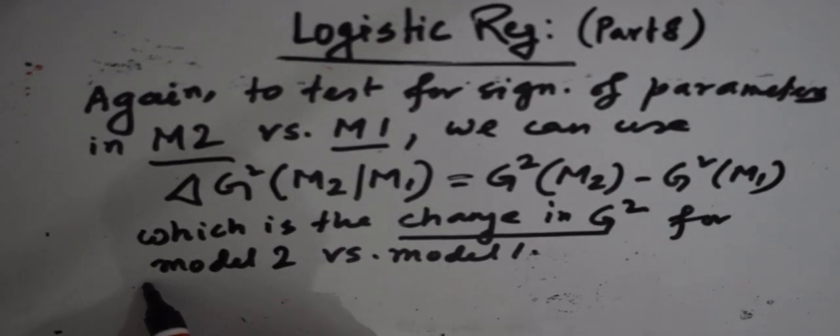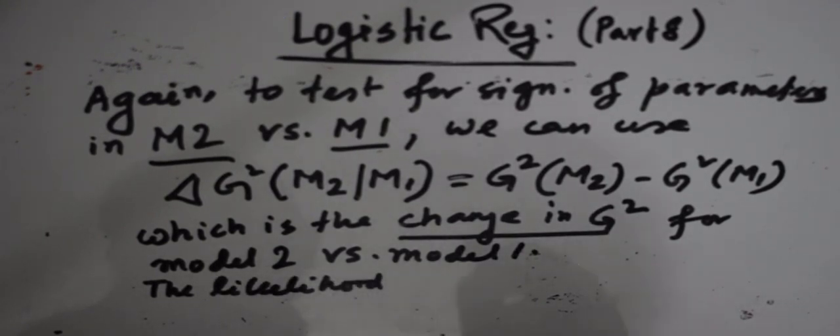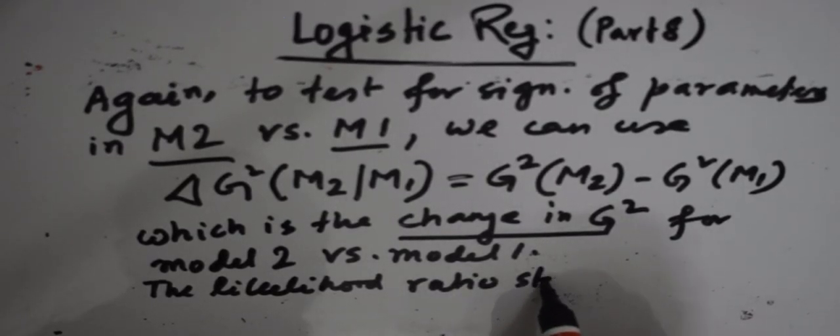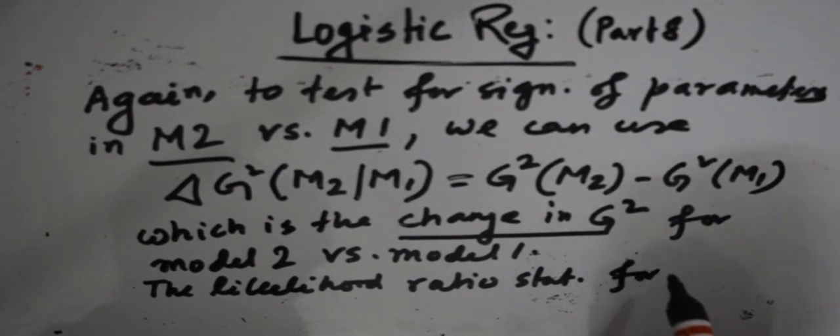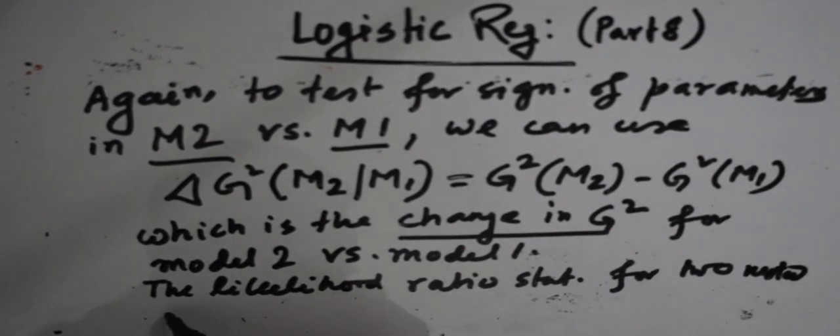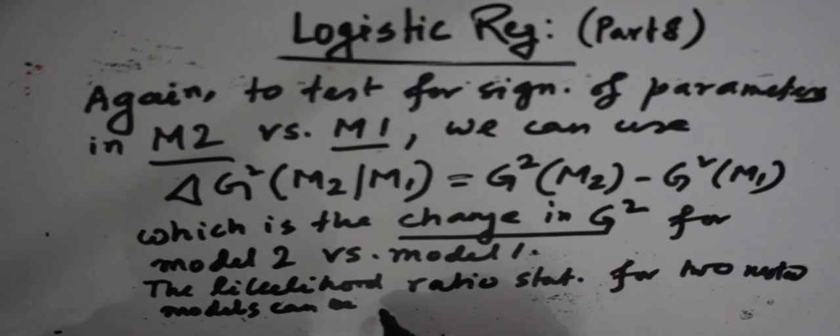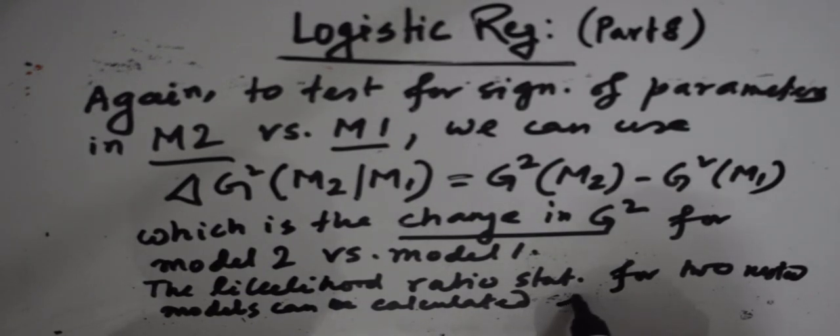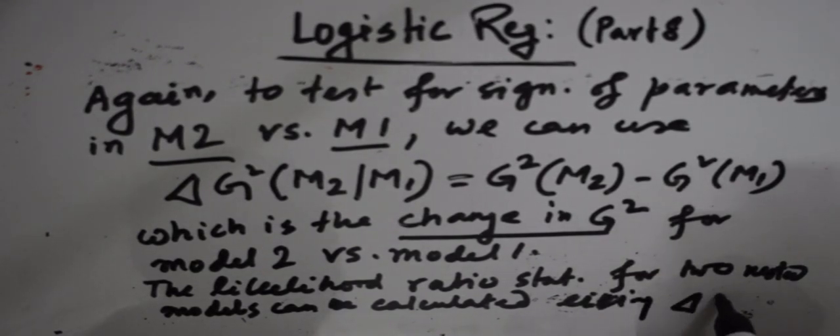Thus, the likelihood ratio statistic for two nested models can be calculated using either del G square or del D square.